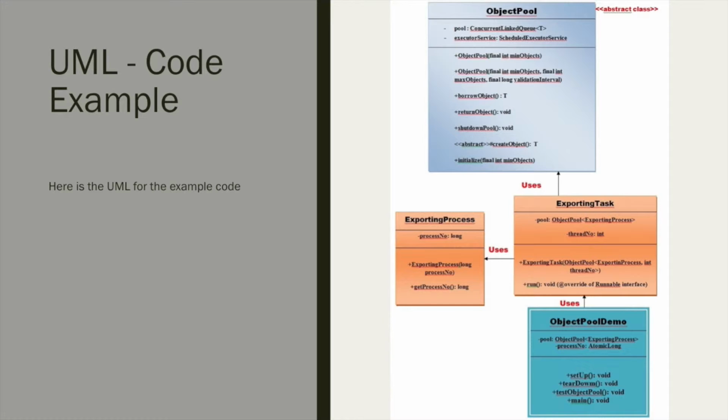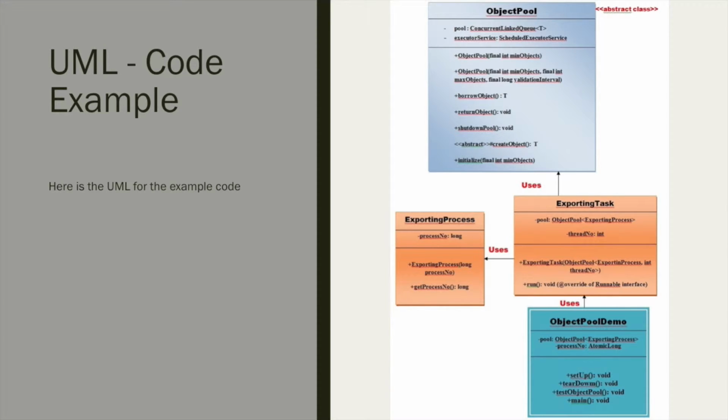So here we get that. Here's an example of the code of the UML diagram used for my code. So the object pool here has borrow the object, return the object, shutdown pool, create an object class, and initialize class.